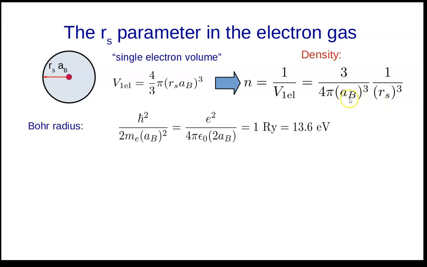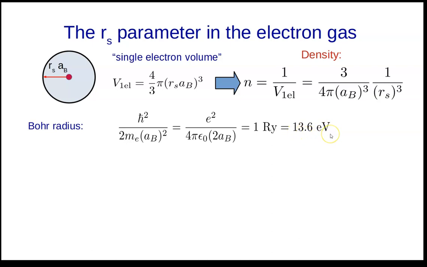So the Bohr radius enters this definition, and I'll just remind you that we can attribute an energy scale related to the Bohr radius and the mass of the electron, which is h bar squared divided by twice the mass of the electron times the square of the Bohr radius. This has dimensions of energy and is equal to 1 Rydberg, which is 13.6 electron volts.